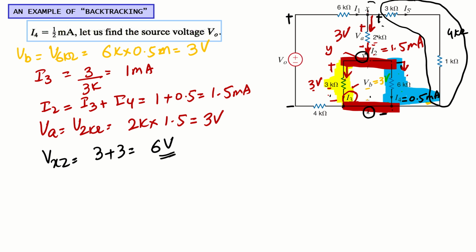So using this, we can find the value of I5. What will be the value of I5? I5 will be the voltage, which is basically 6 volt divided by the resistance. So they are in series, so 3 plus 1, 4K. So 6 divided by 4 will give me 1.5 milliampere. Okay. So the current, this is basically 1.5 milliampere.